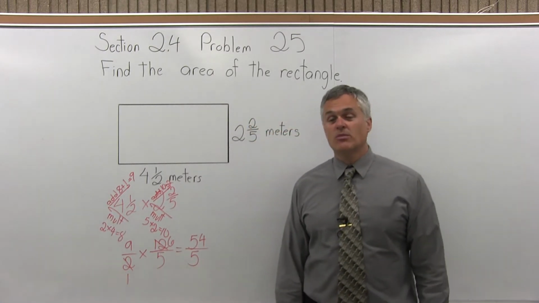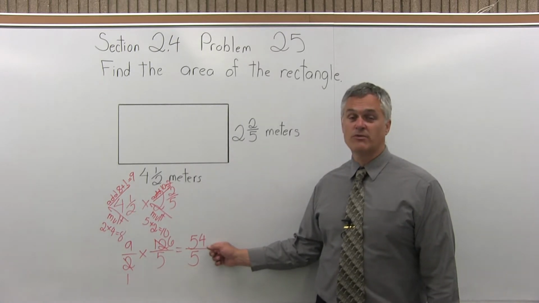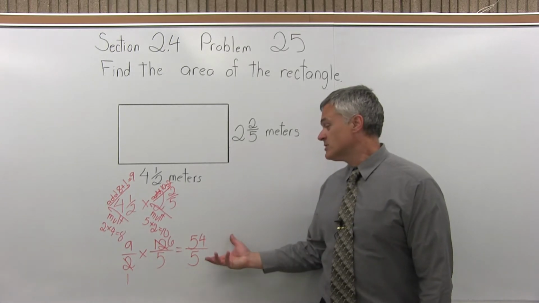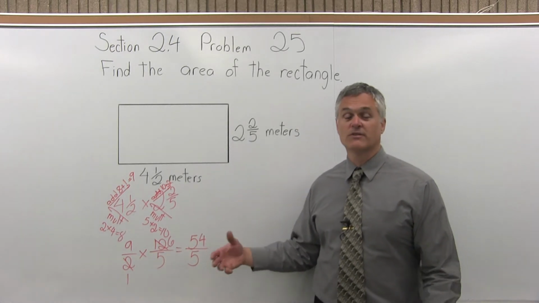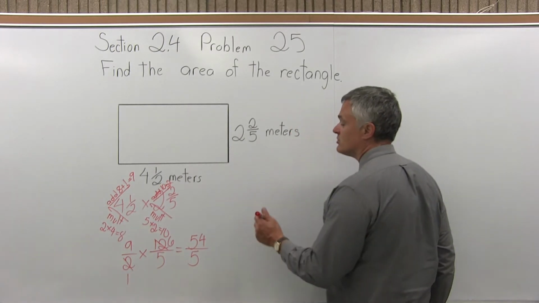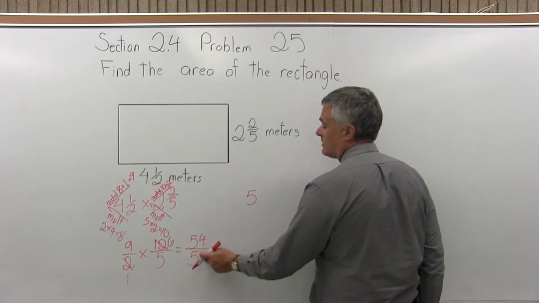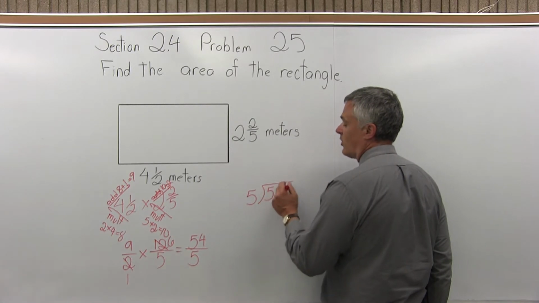Now, if the problem does not specifically give you the instructions that you cannot leave an improper fraction, then you're done. The answer is 54/5. Some questions will say that you cannot leave your answer in the form of an improper fraction. You have to convert it back to a mixed number. And if they do give you those instructions, what you will do is divide the denominator, which is 5 in this case, into the numerator, which in this case is 54.